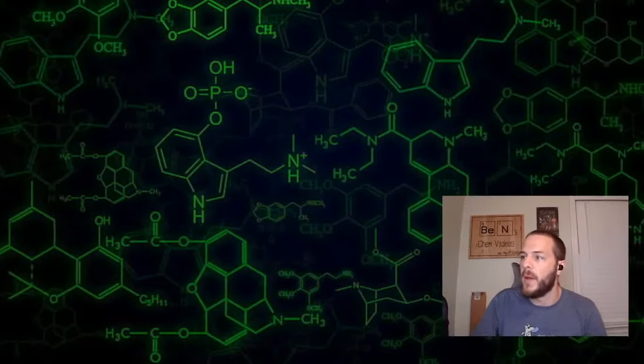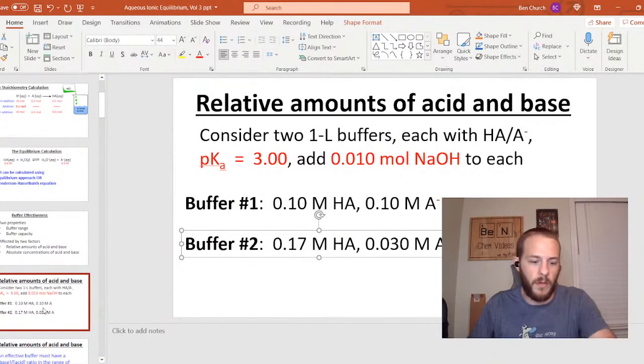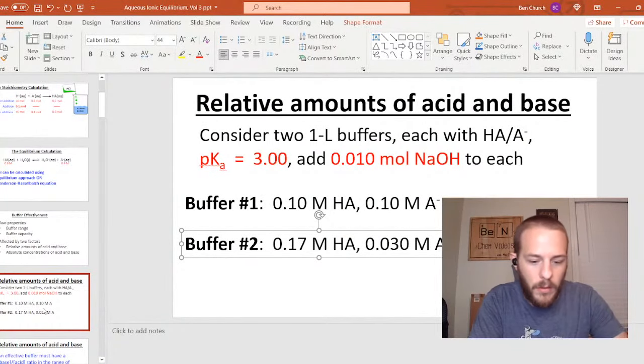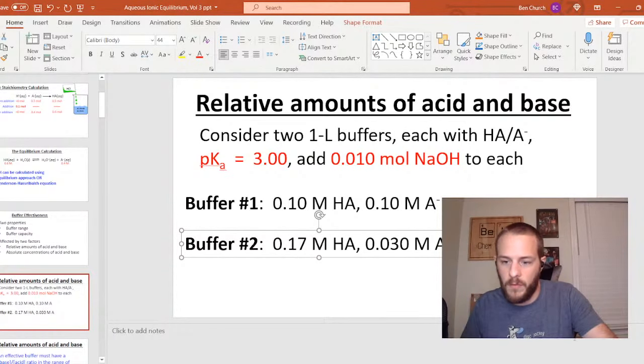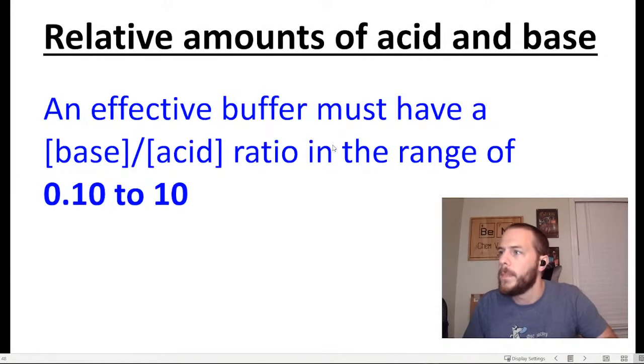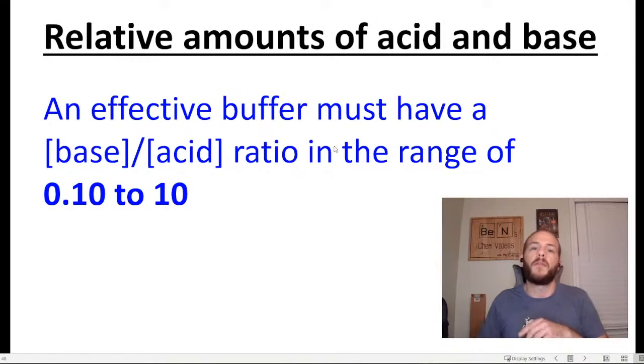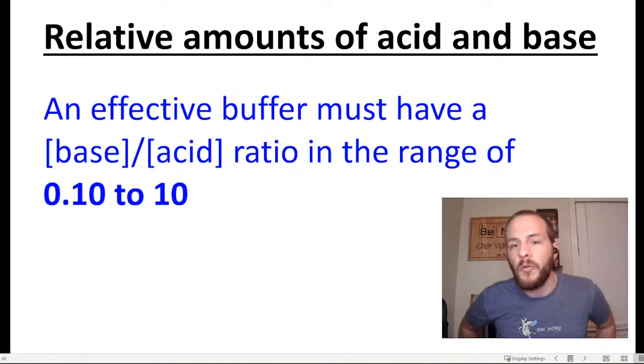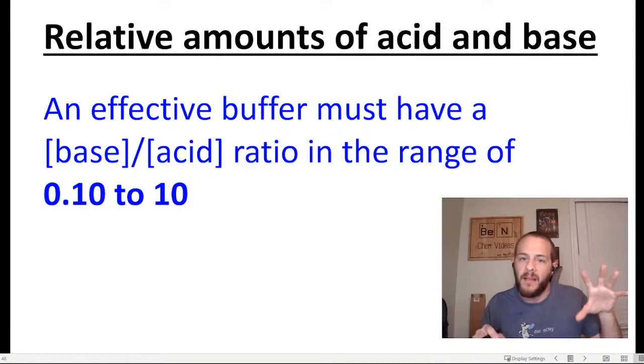And so I'm going to go back to the PowerPoint real quick and continue here. Okay, there we are. So we just discovered that relationship where the closer the concentrations of the weak acid and the conjugate base are to one another, the more effective your buffer will be at resisting changes in pH, right?